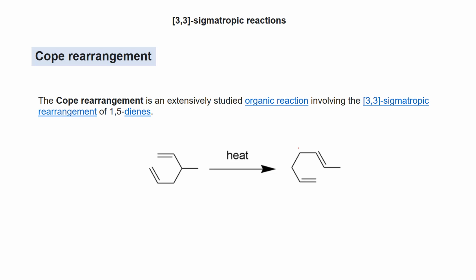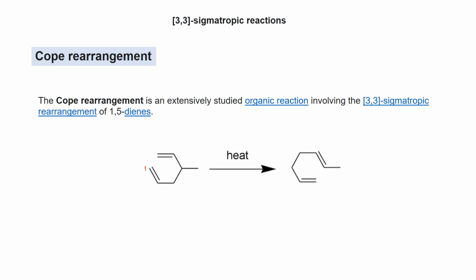So in this class we will discuss the 3,3 sigmatropic reaction. Another important type of 3,3 sigmatropic reaction is the Cope rearrangement. So what is happening in the Cope rearrangement? The Cope rearrangement is an extensively studied organic reaction involving a 3,3 sigmatropic rearrangement in a 1,5-diene. So this is a 1,5-diene.